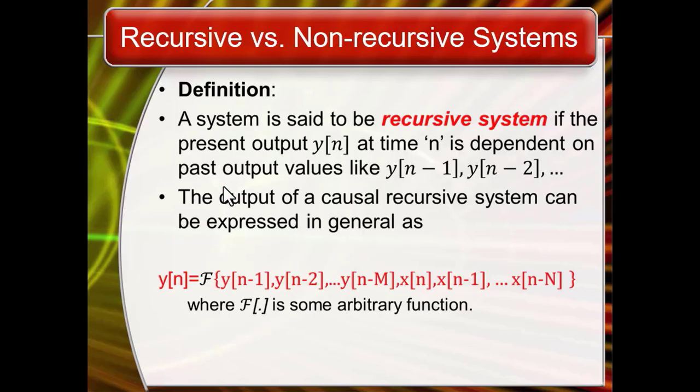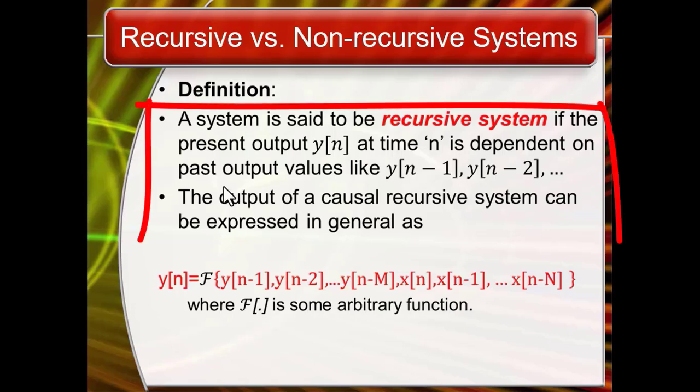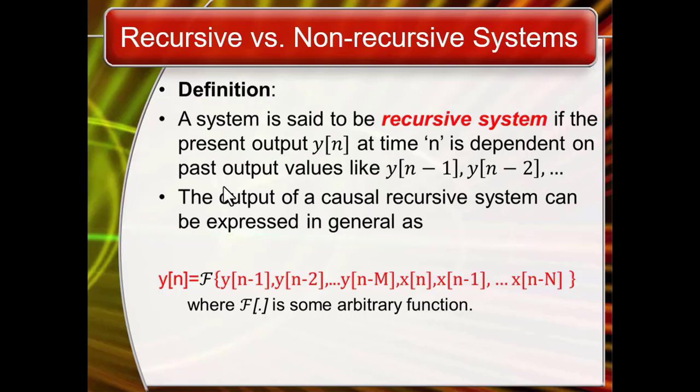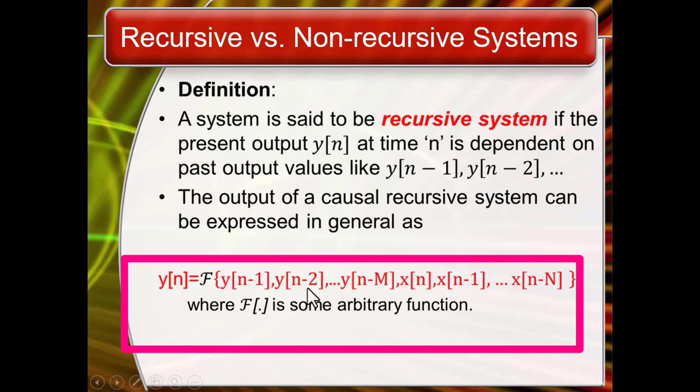Now let's go to recursive and non-recursive discrete time system. A discrete time system is said to be recursive if it is dependent on present as well as past inputs, and if it is dependent on past outputs. The output of causal recursive system can be expressed in general as a function of y of n minus 1, y of n minus 2, up to y of n minus n, and x of n minus 1, up to x of n minus m. Therefore, the present output is dependent upon past output and present as well as past inputs in the case of recursive discrete time system.